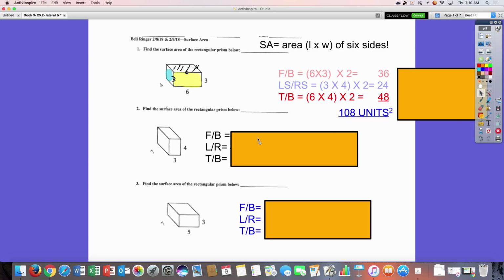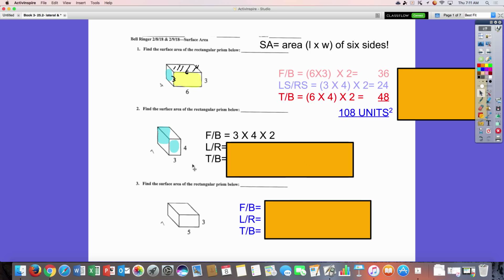All right, let's move on to the next one. Remember, we've got 6 sides. We've got a front and a back, which would be back here. You can't really see it, because they don't draw it in for you. Front and the back, 3 times 4, the area of this part, times 2. Why 2? Because we've got a front and a back. Then we've got a left and a right. I'm counting that as this side and this other side back here that you really can't see. I'm trying to color that in to give you a visual.